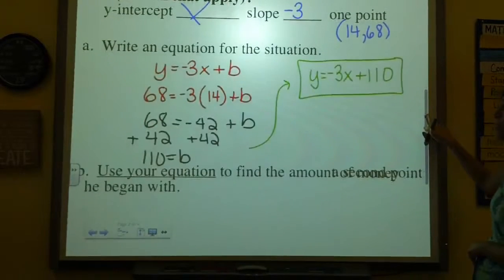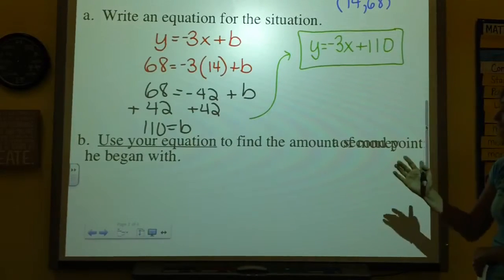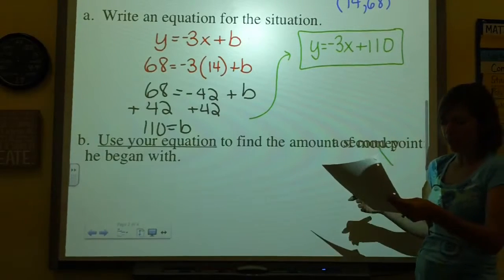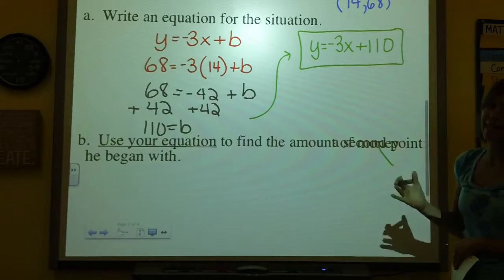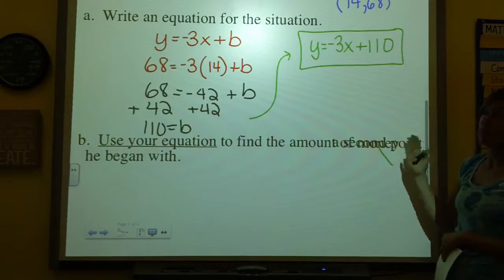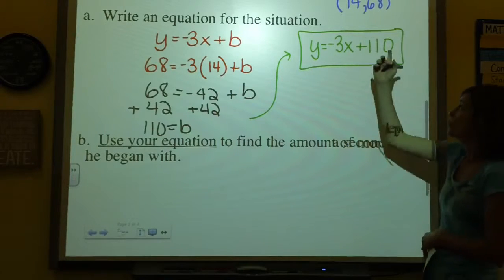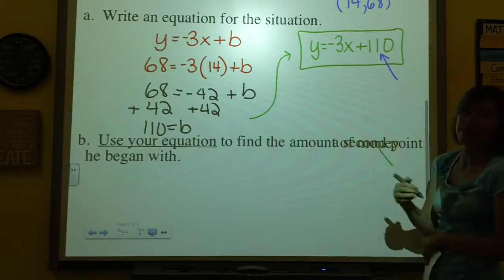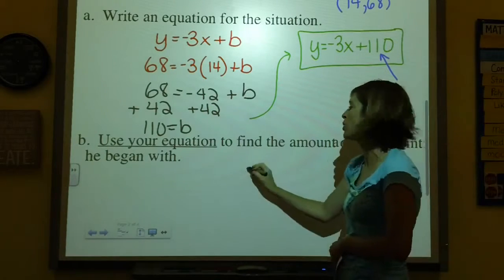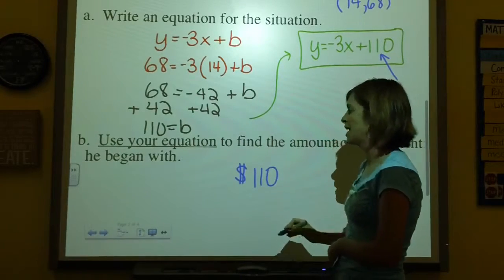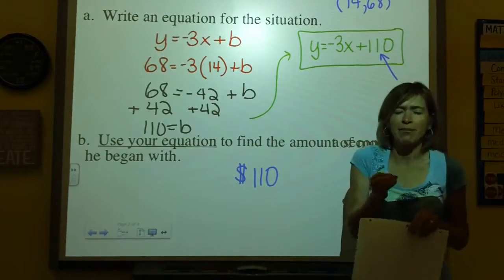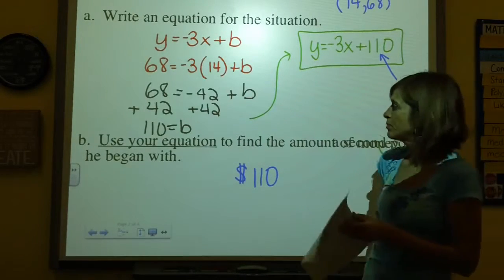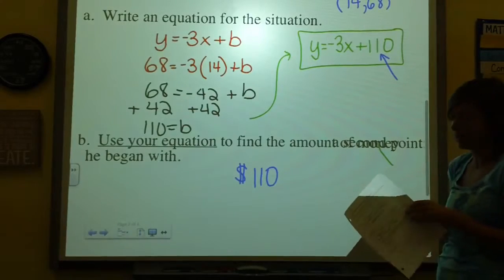It says now we have to apply it. Use your equation to find the amount of money he began with, okay? It's looking for how much he began with. Well, in this case, that means when the days are equal to 0. And remember, from class the other day, we talked about that value, that y-intercept being our starting value. So how much did he start with? He started with 110, okay? Remember that y-intercept, that beginning value, that slope is that changing value, whether it's going up or it's going down. That's one way we might have to write a linear equation.